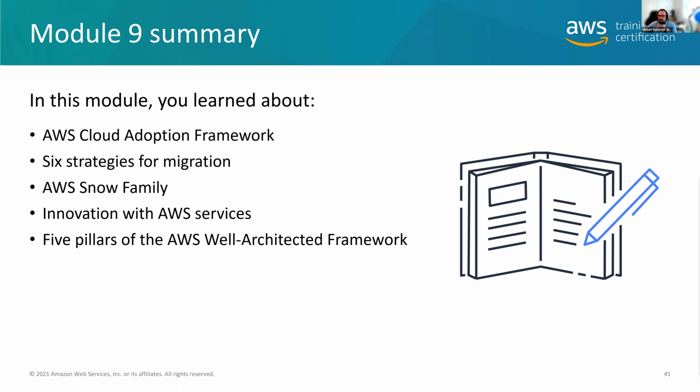Okay. That was again a lot of information, but we talked about the 6 perspectives. So the business perspective, people, governance, platform, security, and operations. That was the cloud adoption framework, CAF. We talked about the 6 strategies for migration, which was rehosting, replatforming, refactoring, re-architecting, retaining, retiring, and repurchasing.